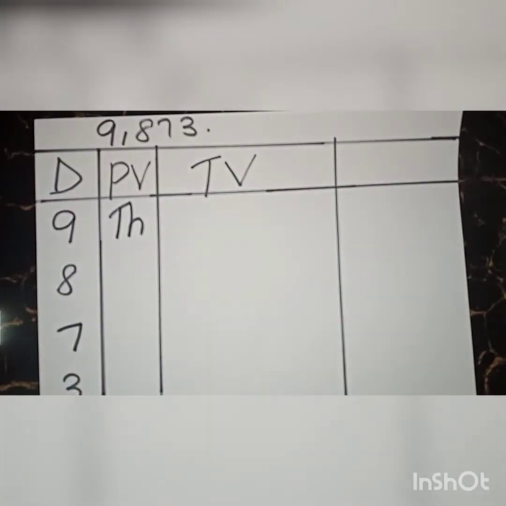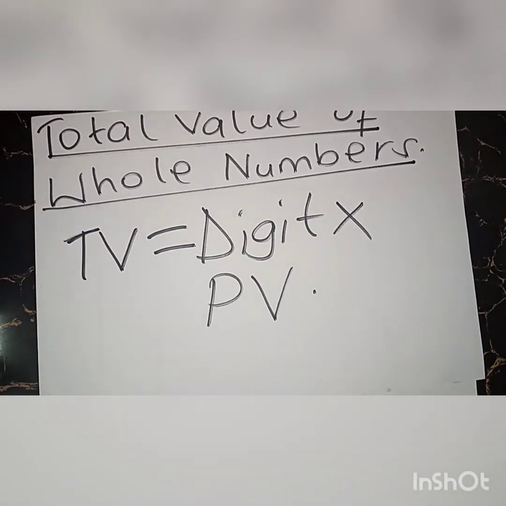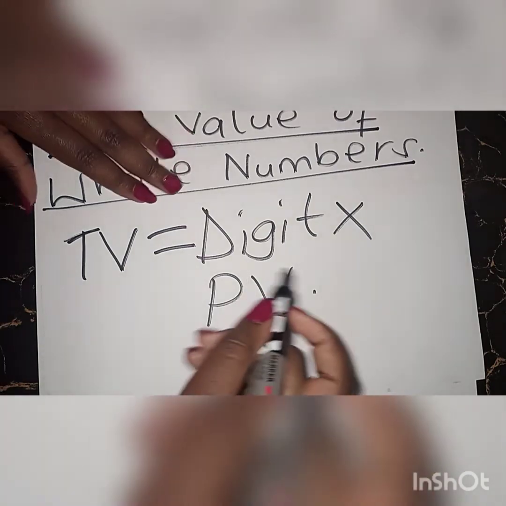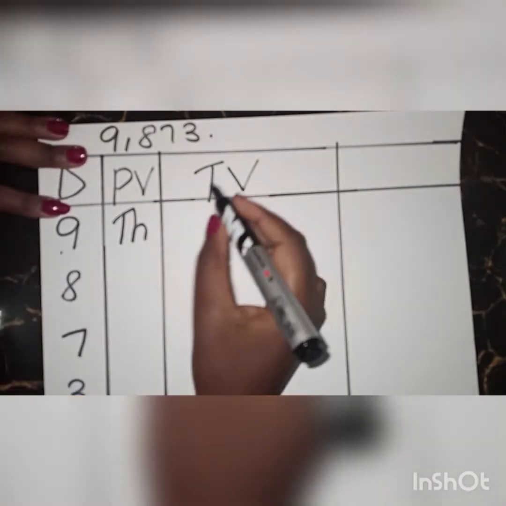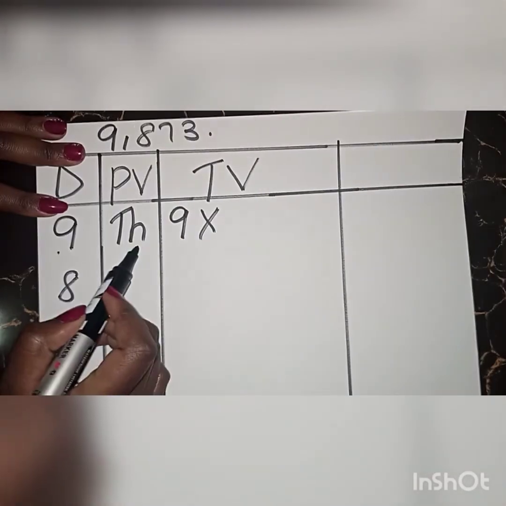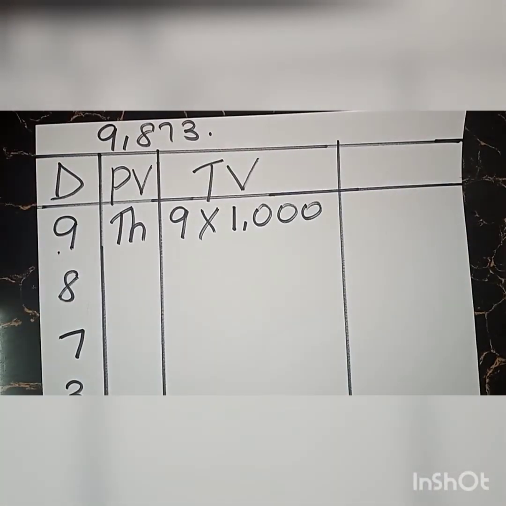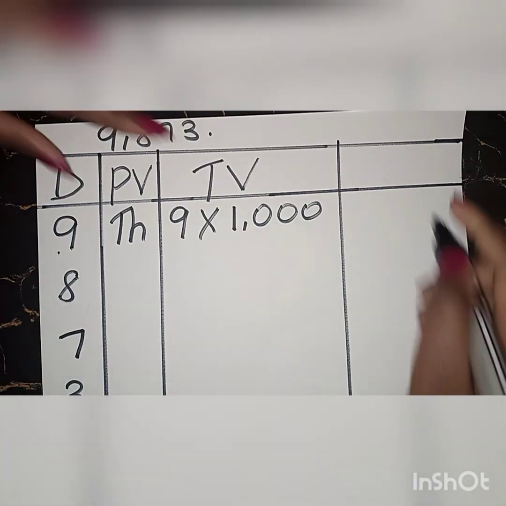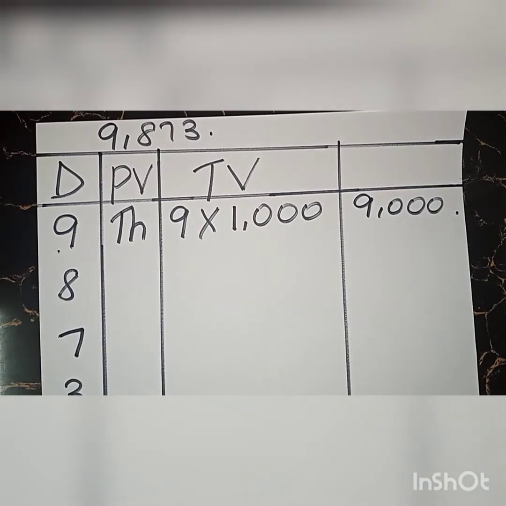Okay, what is the total value of 9? The total value, we said, is derived by multiplying the digit and the place value. Okay, so how do you derive the total value of 9? The total value of 9 is derived by multiplying 9, which is the digit, times the place value, which is 1,000. Okay, so the actual total value for this digit in this number is 9,000. Are we together?